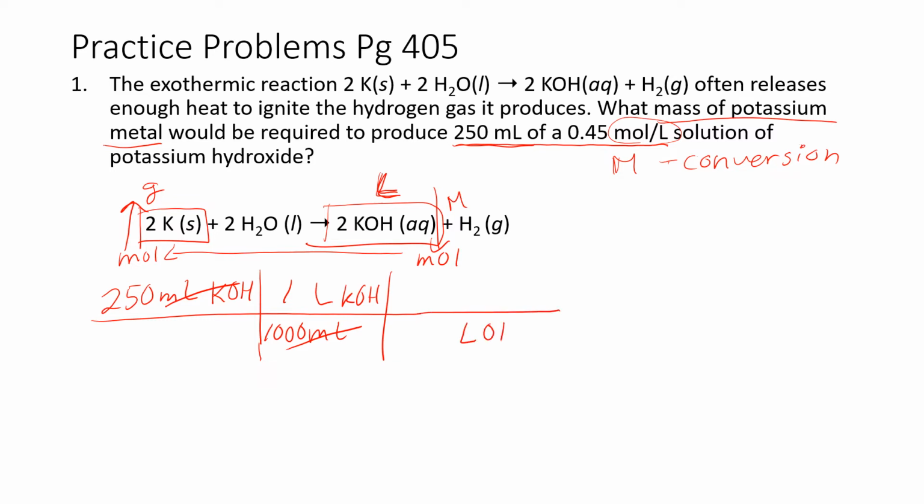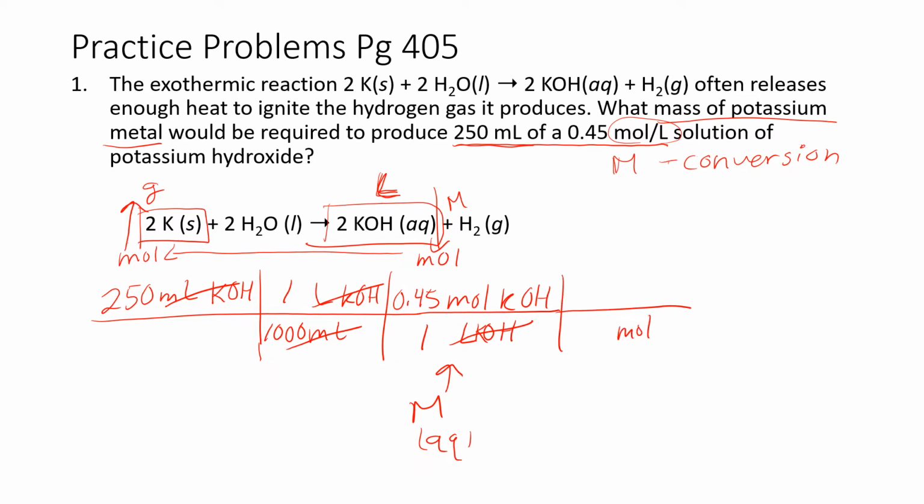We want to get rid of liters of KOH. We want moles of KOH. Now, we know based on the molarity, it is 0.45 moles per liter. That allows us to change between those moles and liters. So we can use that molarity for a conversion. So this is our molarity. We're only going to be able to use that molarity for aqueous solutions, because those are the only ones that have a concentration. It's something dissolved in water, so we get that concentration. All right, let's keep going.